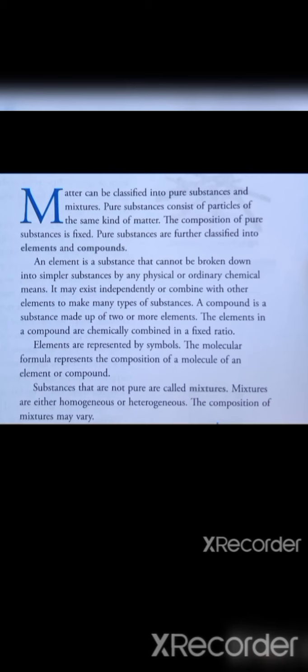The molecular formula represents the composition of a molecule of an element or compound. Substances that are not pure are called mixtures. Mixtures are either homogeneous or heterogeneous. The composition of mixtures may vary. In mixtures, any composition is possible.